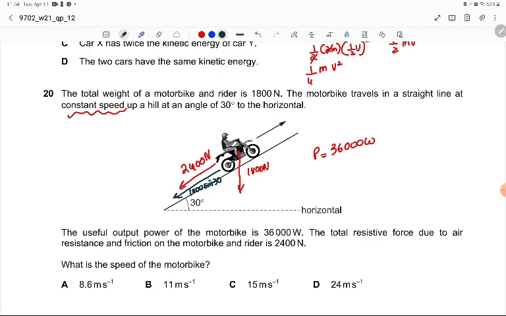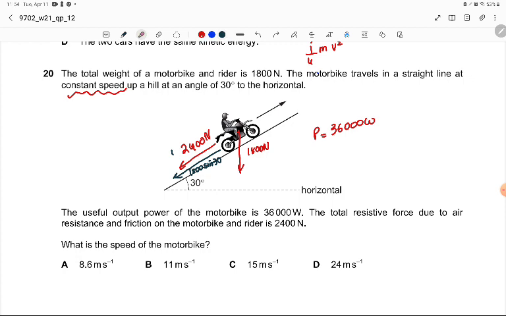So eventually, since this is traveling at constant speed, that means whatever force we are getting over here on this side should be equal to the forward force, and we can find the speed of the motorbike. Let's just try this out first. So total force down the slope must be equal to 2400 plus 1800 sine 30, and that gives me 3300 Newton. So the forward force must also be equal to 3300 for it to maintain constant speed, because we don't want any resultant force.